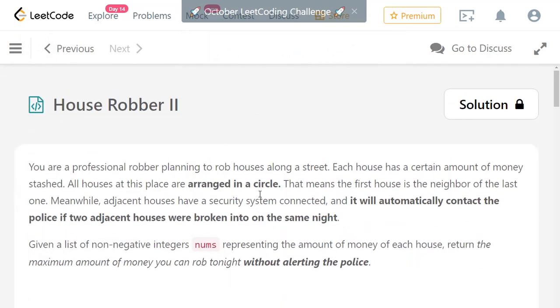So the problem for today is House Robber 2. Let me simplify the description for you. There are n number of houses in a circular path, so the first house will be adjacent to the last house.